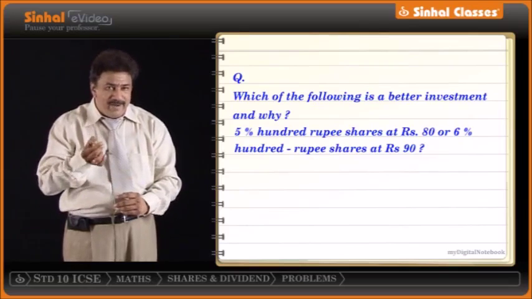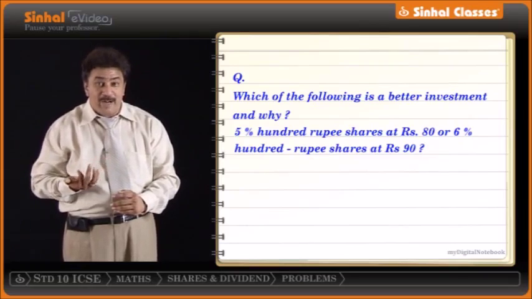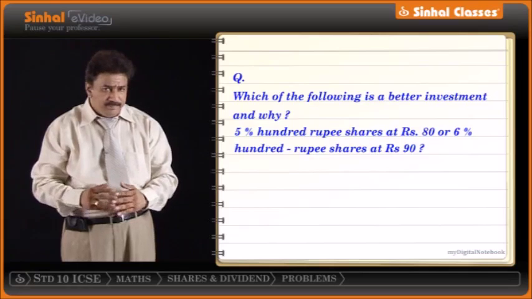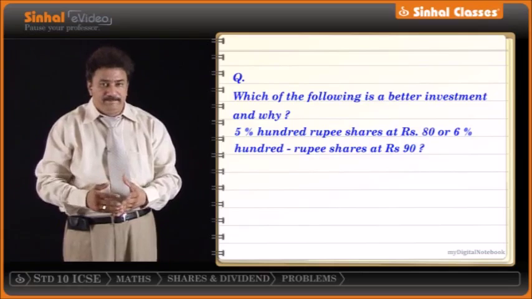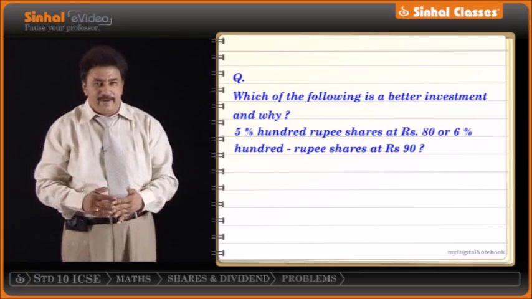Always to find a better investment, you should know the rate of return. How fast the money is coming back to you. That is the rate of return. What's the formula? Rate of return is total dividend upon investment into 100. We'll use the same formula for both the companies. Let's see what answer we get.